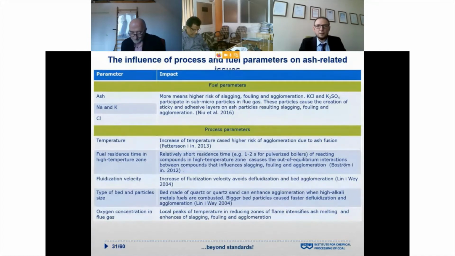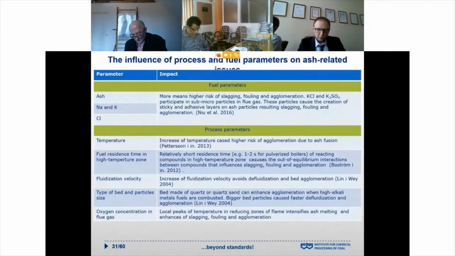Also, even if we consider, let's say, the combustion factors, we can influence the ash-related issues. For example, if we consider the fuel contents, we have to know that more ash, more sodium, more potassium, and more chlorine means a higher probability of slugging, fouling, and agglomeration. You already know that the main mechanism is the creation of sticky and adhesive layers on the ash surfaces.